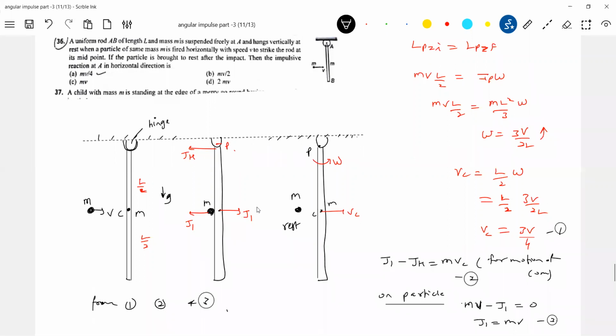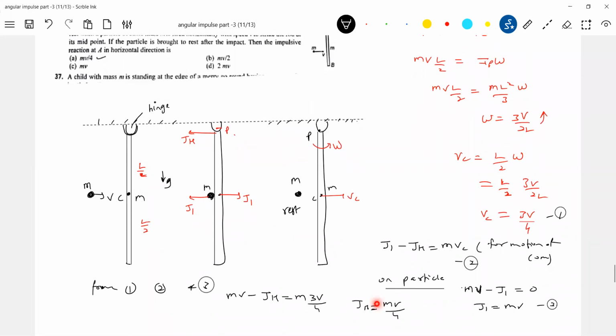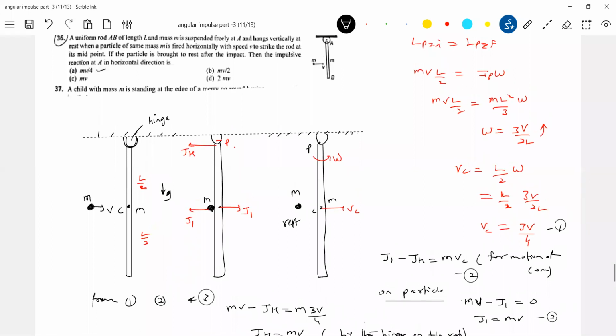J1 is equal to how much? MV, JH, M, 3V by 4. So what is the impulse? MV by 4. I got positive. What does it mean? What I assumed is correct. The impulse by the hinge on the rod will be towards left. Getting some methodology here.